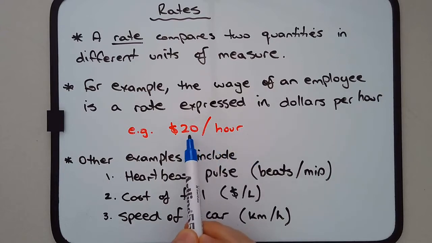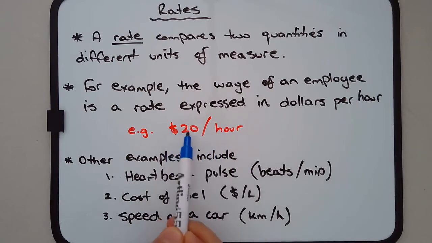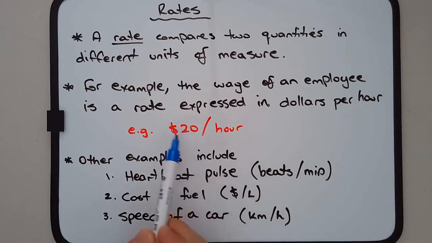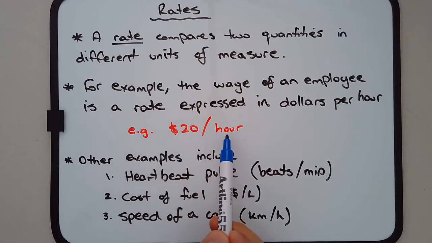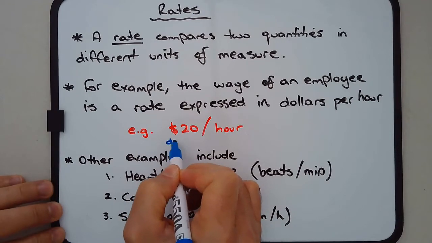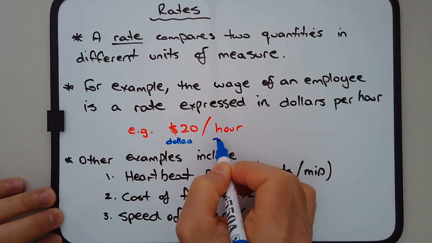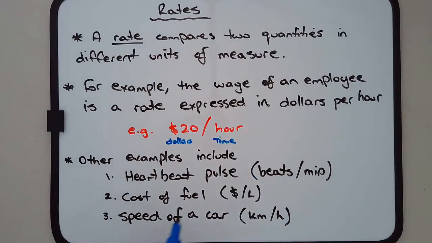Now, notice how the rate is written. The two units here: we're using dollars as one of the units, and hour is a measure of time. Dollars is one unit of measure, and hour is a unit of time, so we're comparing dollars with time. Ratios compare dollars with dollars, or time with time, or kilograms with kilograms, or liters with liters. Rates allow you to express quantities using different measures.